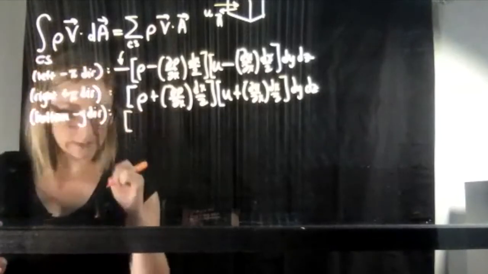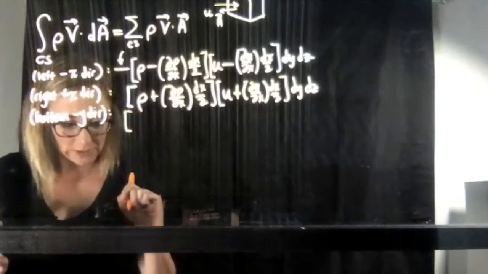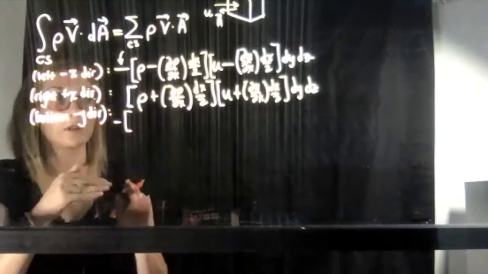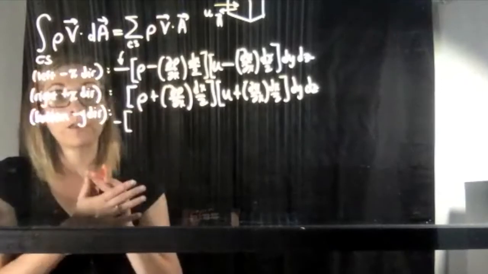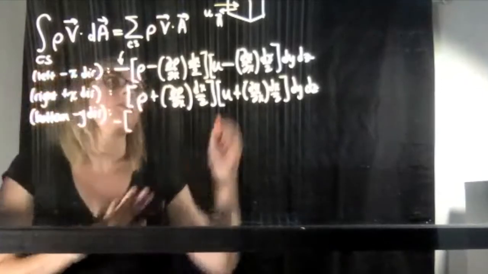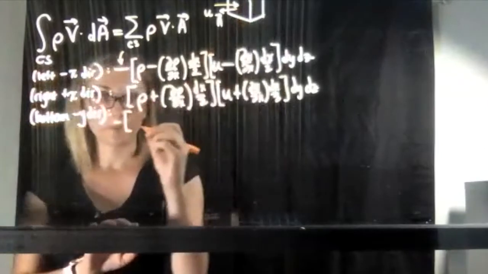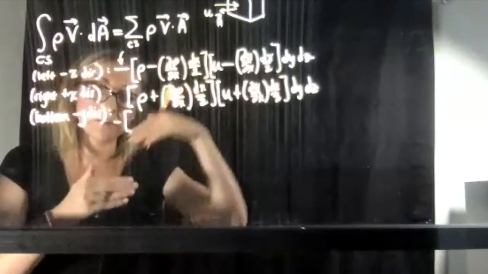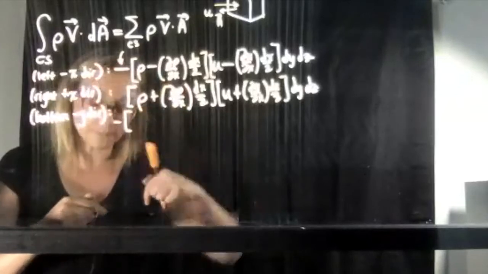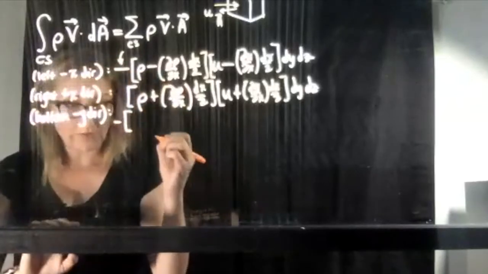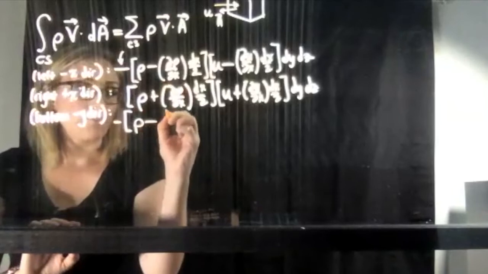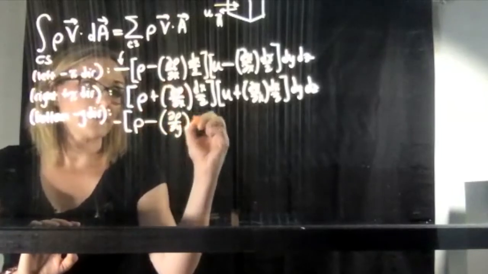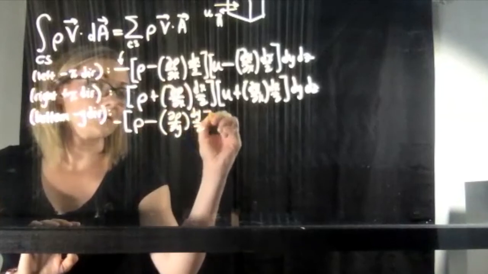This contribution is given again as a negative. So we're assuming that our velocity is oriented in the positive direction for each direction of the flow. So our velocity is pointed up here. And then on the bottom face, the unit normal would be pointed down. So we have a negative rho minus d rho dy this time, dy over 2.